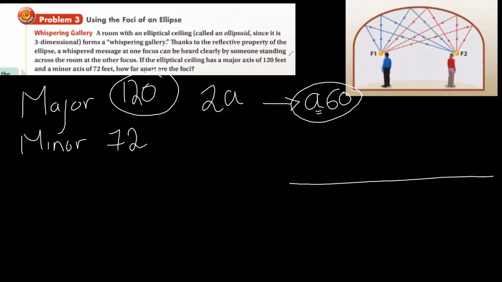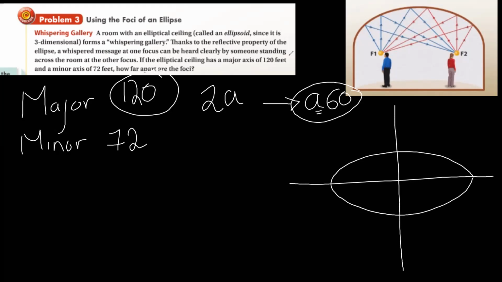What does it mean? That means this is my ellipse. The distance from this point to this point is 120. From the vertex to another vertex is 120. So from the center to here, it will be 60, that is 120 over 2. So what are the vertices? The coordinates here will be (60, 0) and (-60, 0).